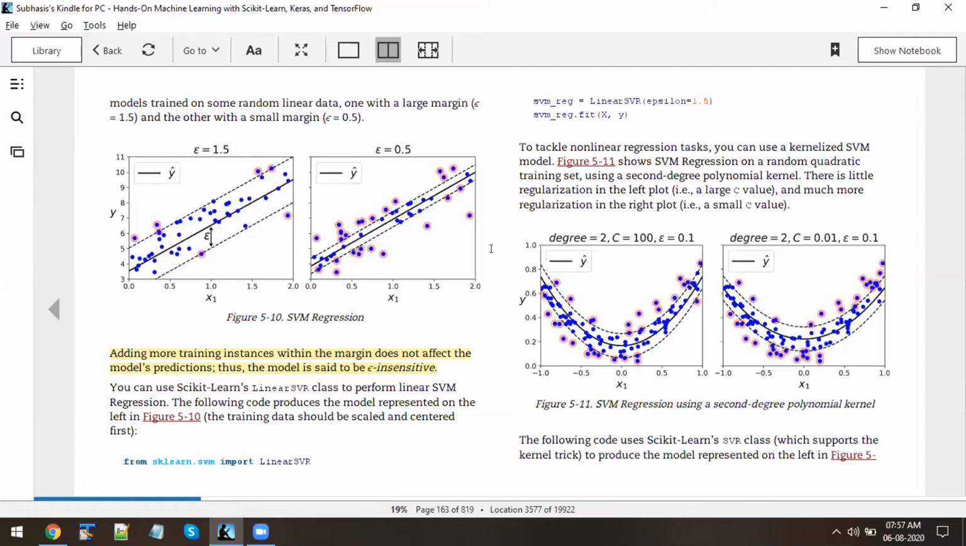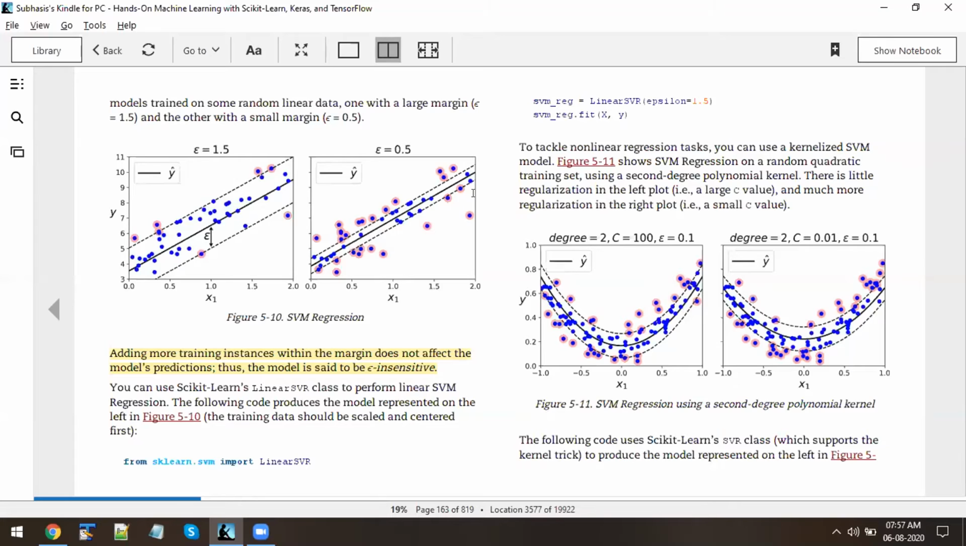So intuitively, epsilon, as the book says directly, dictates the width of the street. My point is that C also dictates the loss, and the loss is associated again with the width of the street. So isn't it indirectly dictating the width of the street too? Aren't both of these doing the same thing?